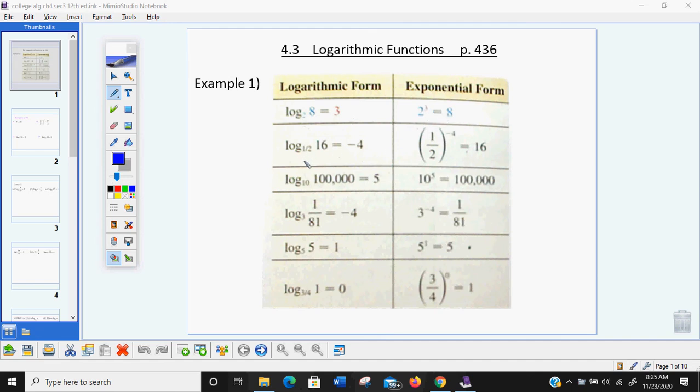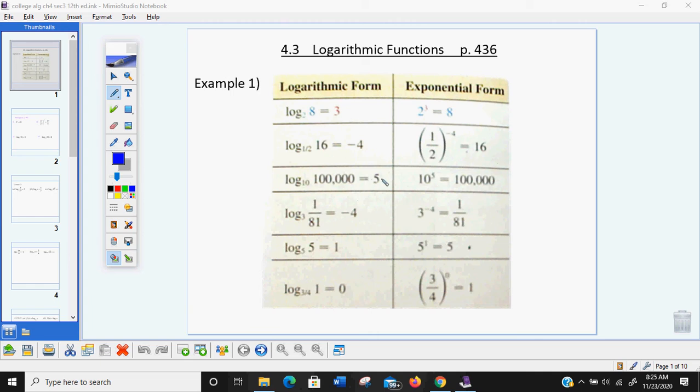This would be 1/2 to the negative 4 power equals 16. See how it is over here? This little base becomes the big base of an exponential function. This is your power. That's your answer. So 1/2 to the negative 4 equals 16.